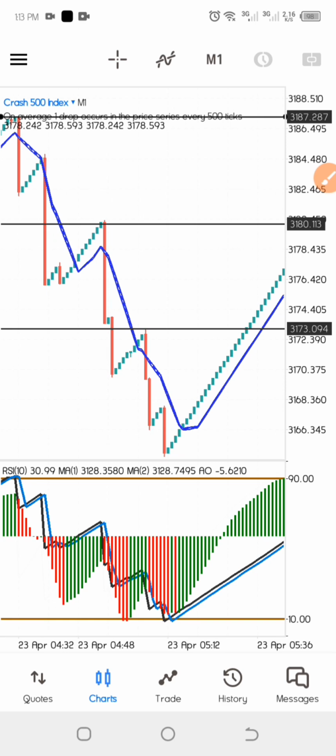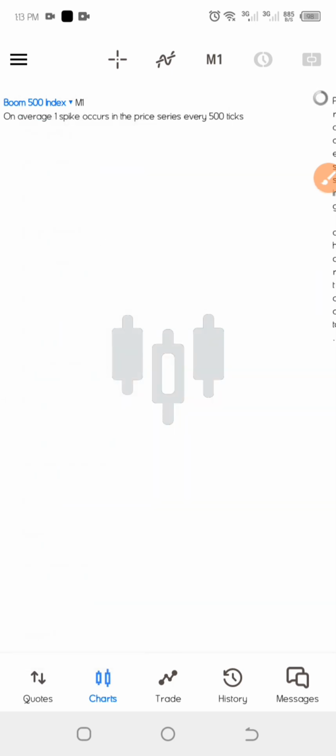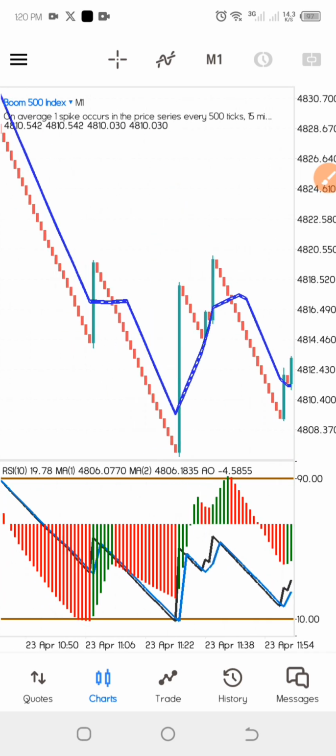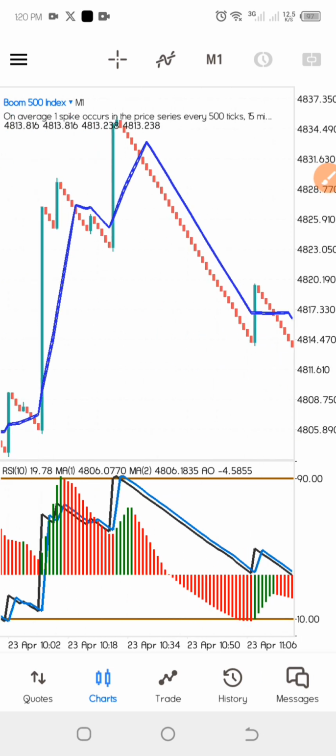Now let's go to the Boom indices so we can also have a clean explanation of how you can use this strategy. Okay, so I am going straight to Boom now. Same thing applicable on Boom. We are using the same steps we used on Crash, just in the opposite direction.